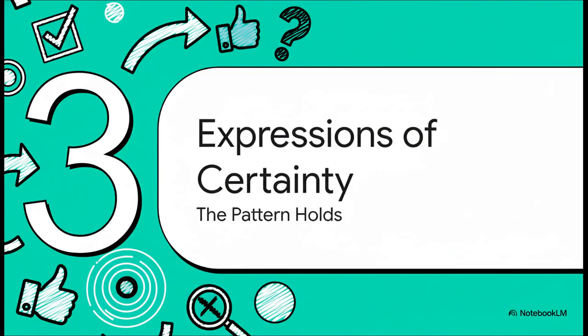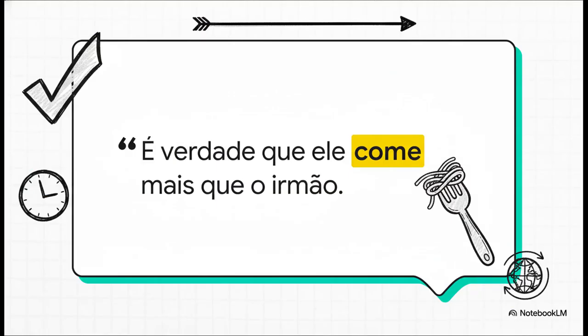Okay, so at this point you might be thinking, all right, I get it for verbs of opinion, but does this work for anything else? And the answer, which is great news, is yes. The exact same logic, the same switch, works for expressions that are all about certainty, like saying something is true or obvious. É verdade que ele come mais que o irmão. So, é verdade que literally means it's true that. I mean, you can't get more certain than that, right? So, of course, the verb is in the indicative, come, he eats, it's a fact.